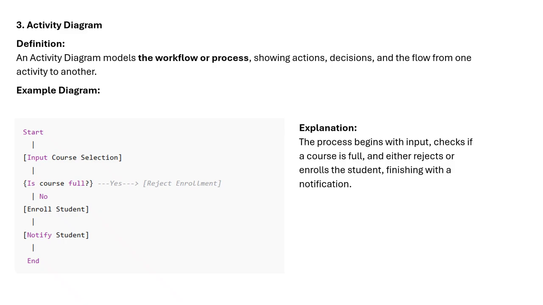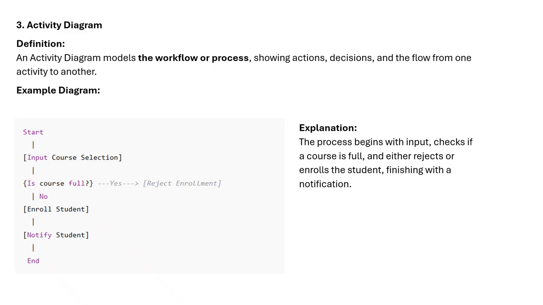So you start the execution, say for enrollment, by inputting the course selection. This is where the student selects the course they want to register for, and after that comes the second step, the second part of the flow in the process.